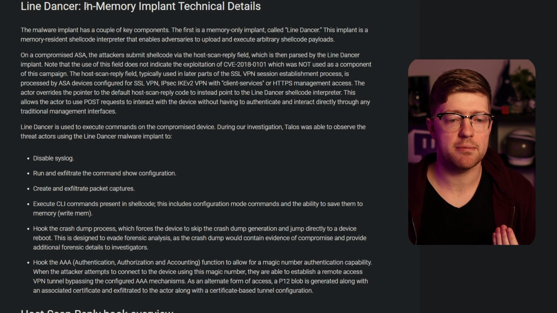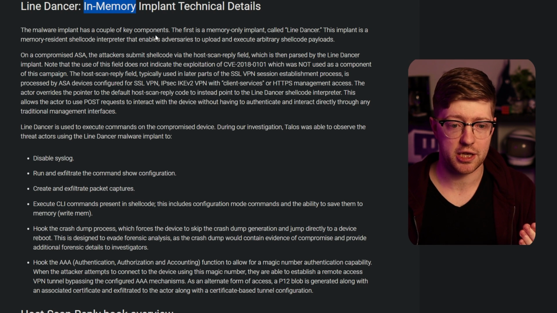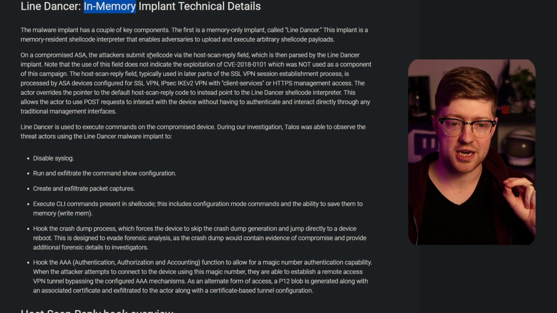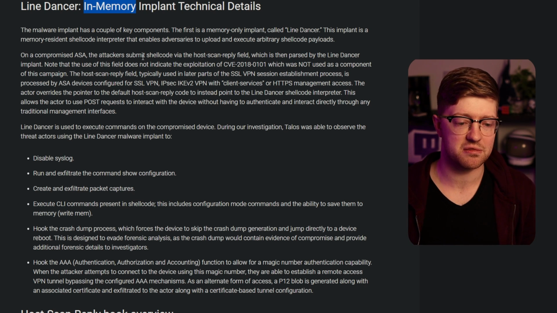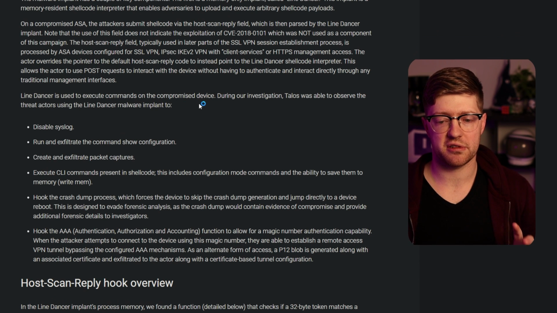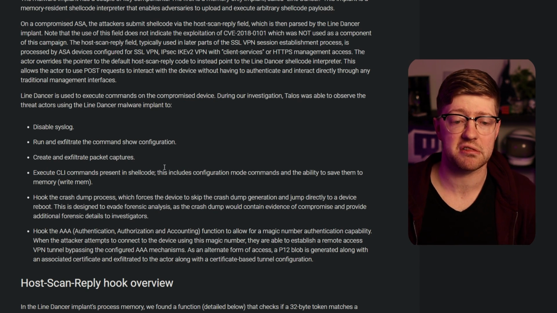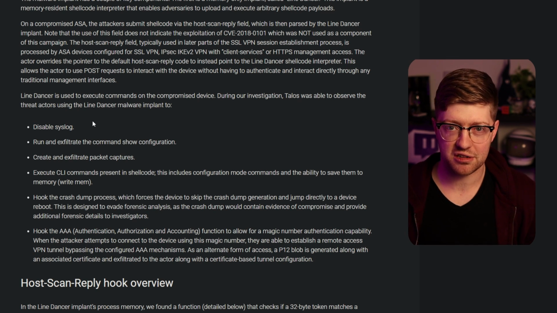So by leaving it in memory, that tells us two things. One, very advanced actor, most likely a nation state, but also two, they're very, very particular about their code not getting caught. This may have taken years to develop, and they want to make sure that no one sees what they're doing. Now, the Line Dancer backdoor enables a couple of really interesting features that are kind of scary if you're a security-minded person. First, it disables syslog. Okay, obviously, right? They don't want any logs going out from that device.